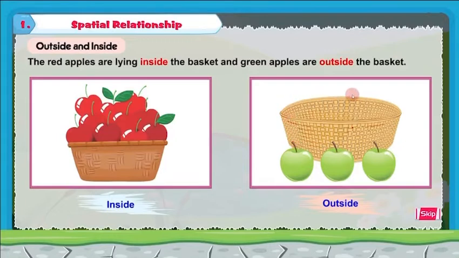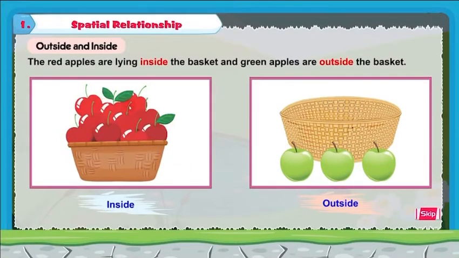In this picture, this is the basket and these are the green apples. But the green apples are outside the basket. You can see the basket is empty and the apples are outside the basket. So this is outside, out of the basket. The apples are outside the basket.